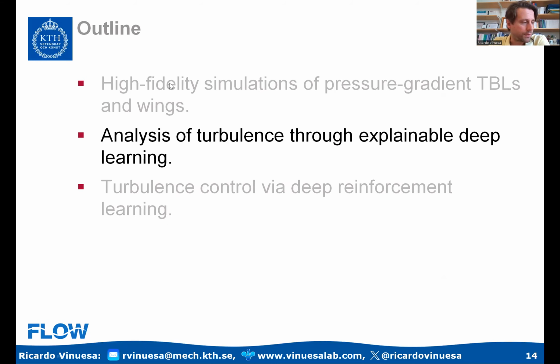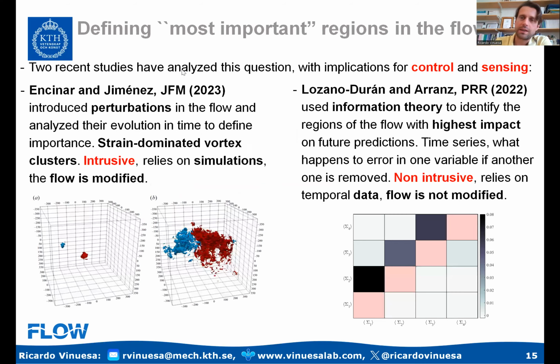Now that we talked about the quality of the data, I want to look at how we can analyze the data. And to analyze it, the first question that I'm always asking is, what are the most important regions of the flow? What should I be looking at? This is important from the perspective of sensing the flow, but also from the perspective of controlling the flow.